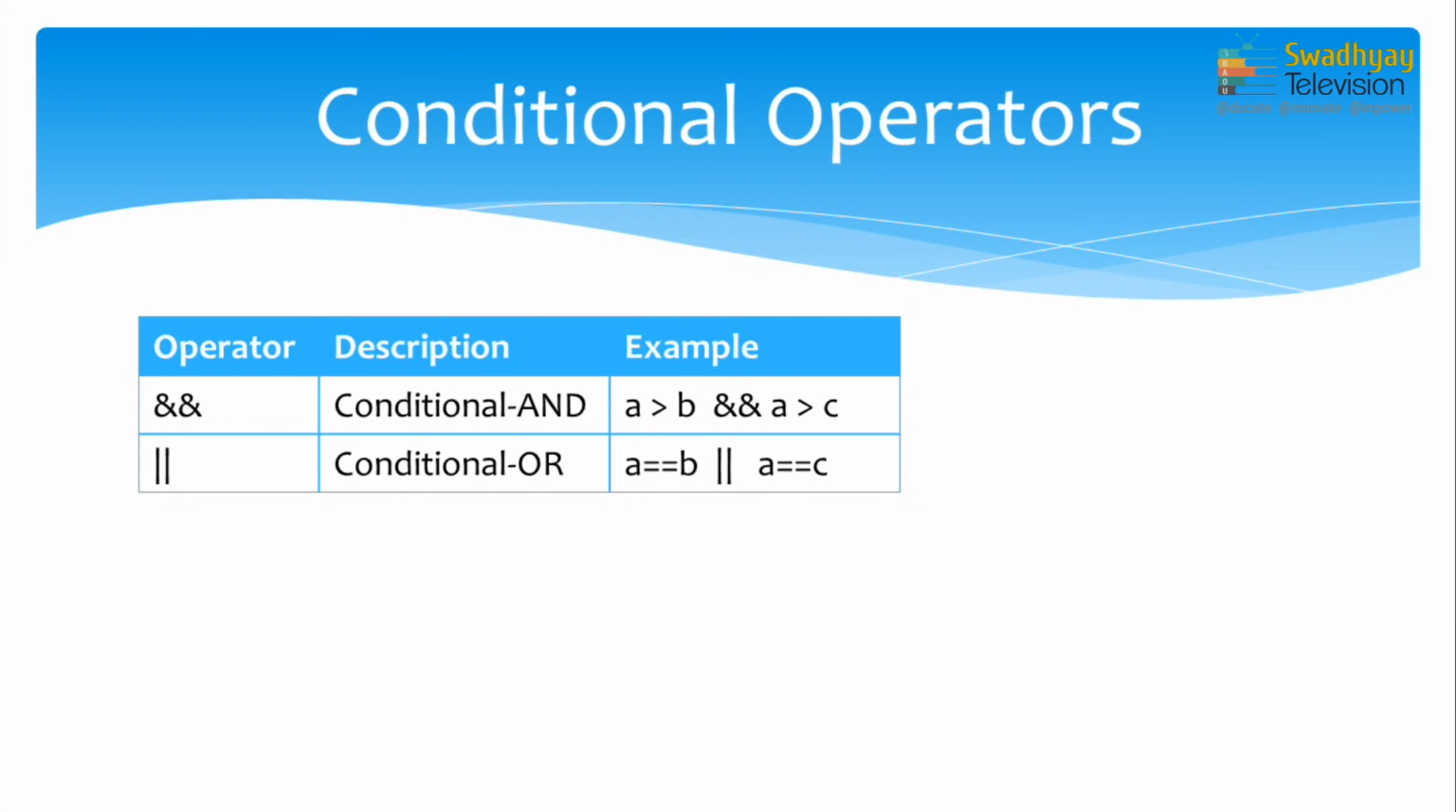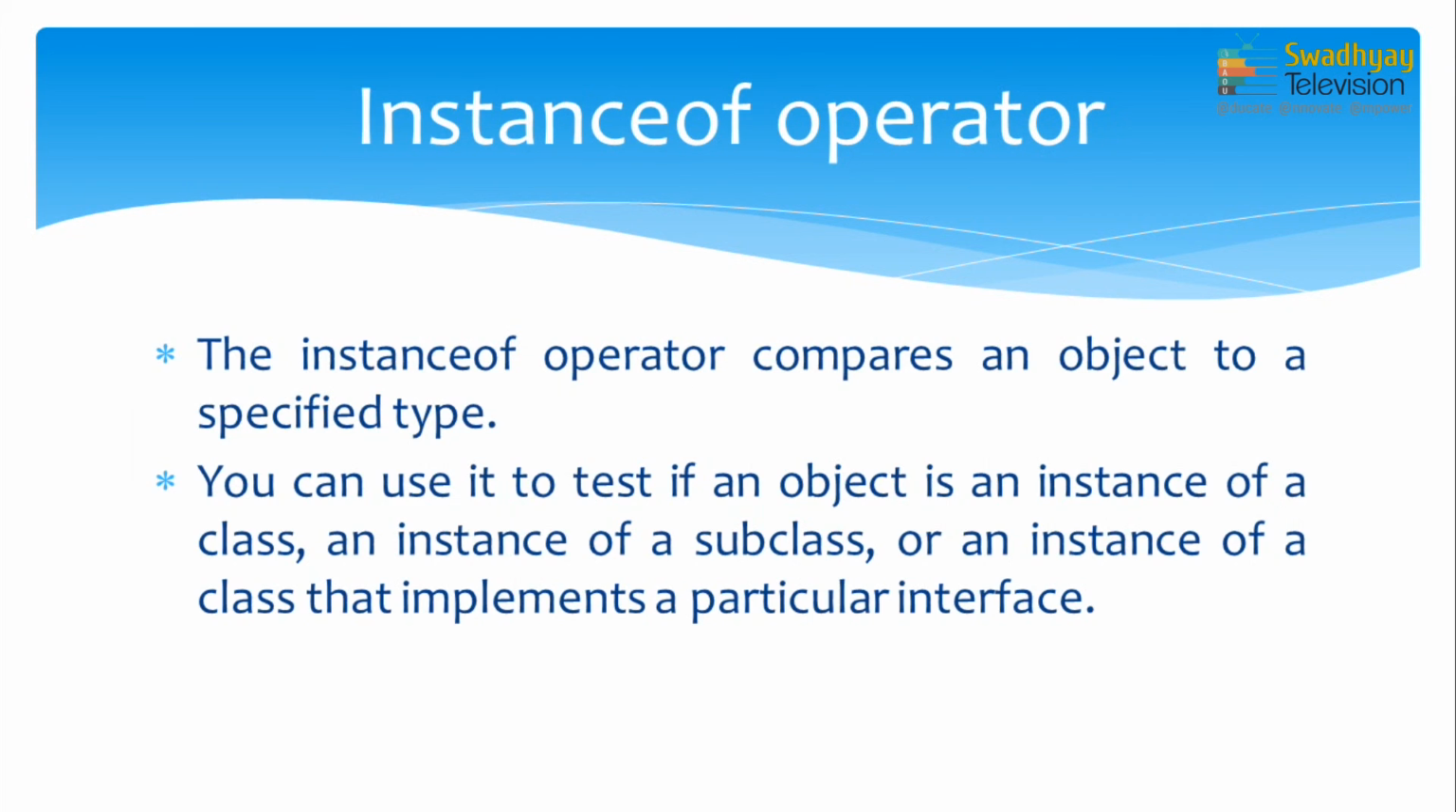Now, the second operator is the conditional OR operator. It is also sometimes called a loose condition, because if the first expression is true, then it returns true irrespective of the second expression, and if any of the expressions is true, it always returns true. So, in this condition it checks whether A equals B or A equals C, then it returns true.